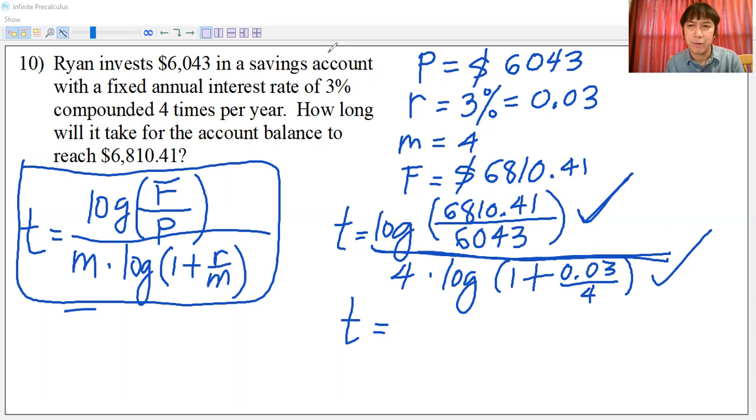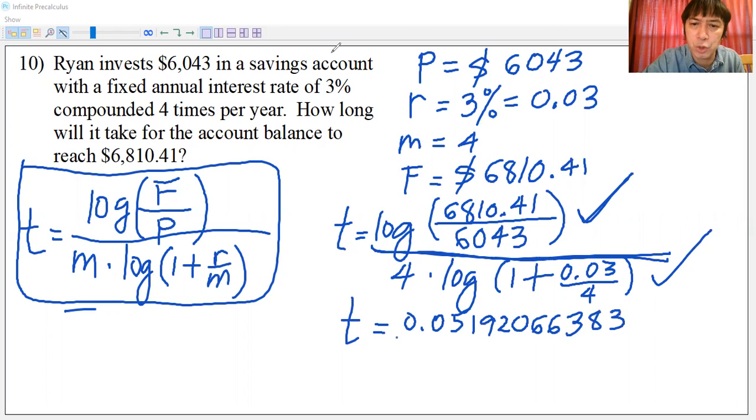Okay, all right, so let me just write it first. Okay, so that actually is 0.051920. Remember, do not round, okay? While you are computing, do not round. And then this is to be divided by the equivalent of the number at the bottom.